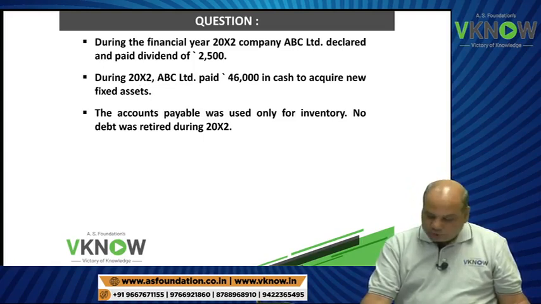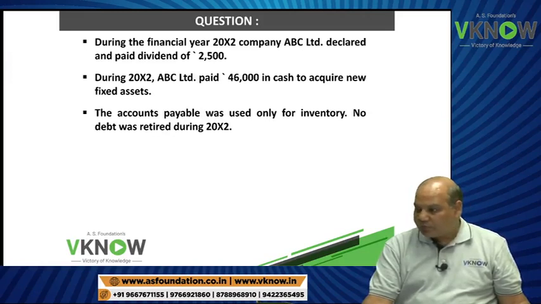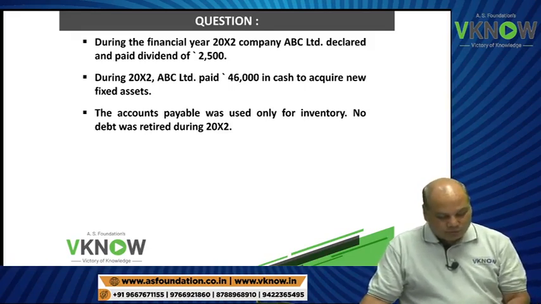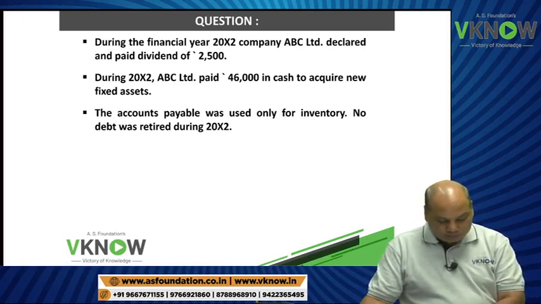Then write down: during 20x2, ABC Limited paid rupees 46,000 in cash to acquire a new fixed asset.